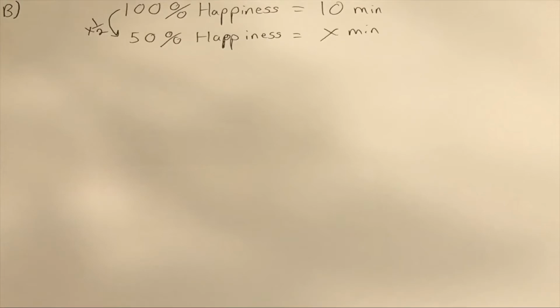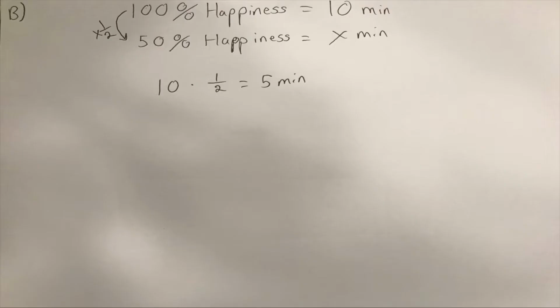Now part B says that when Hardeep walks in late, Mr. Iskander becomes half as happy. So let's write this down. This is Hardeep, and we have everything written down now. Now I just used the first method, easily multiply 10 by 1/2, we get 5 minutes.